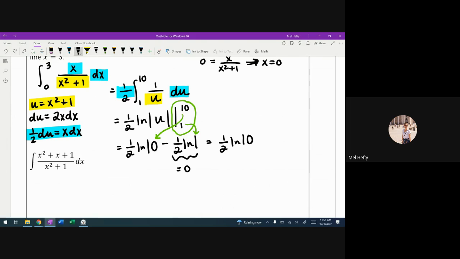If it was 1 over x instead, if we didn't have these bounds, we would do what we originally did. Wait, why did you get 0 from? Natural log of 1 is 0. This part's 0. All right. Let's go ahead.